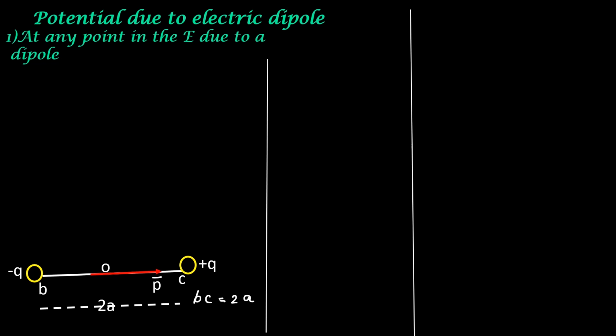O is the midpoint of the axis of the dipole. For any calculations associated with the dipole, we consider the midpoint O. It is the origin. Now, BO is equal to OC is equal to 2a by 2, that is equal to a. What is the magnitude of the electric dipole moment P? That is equal to 2qa. Actually, it is q2a, but it is always represented as 2qa. You have learned electric dipole in the previous chapter.